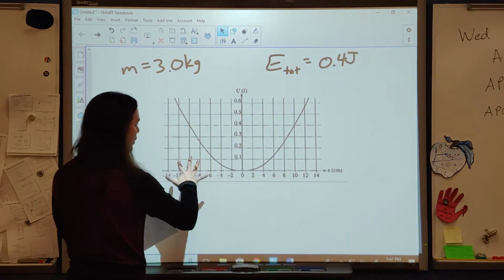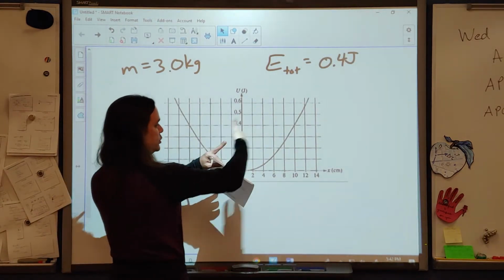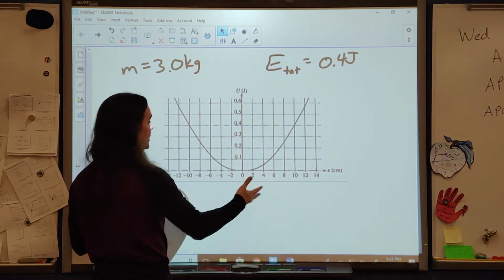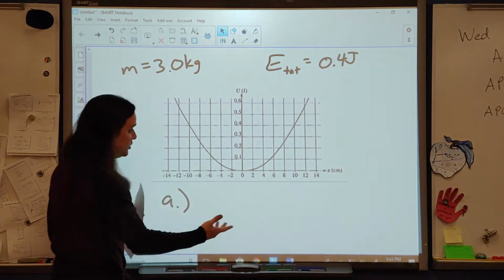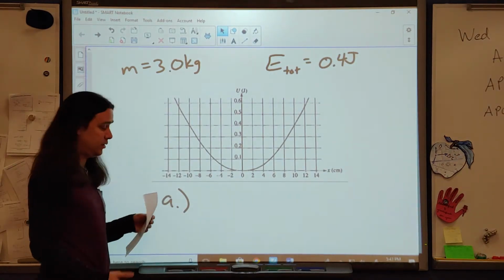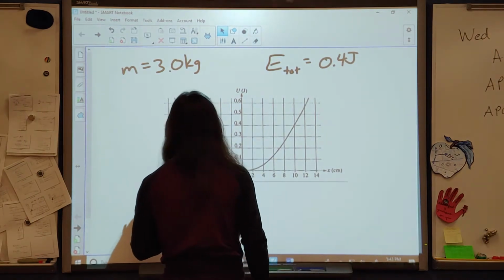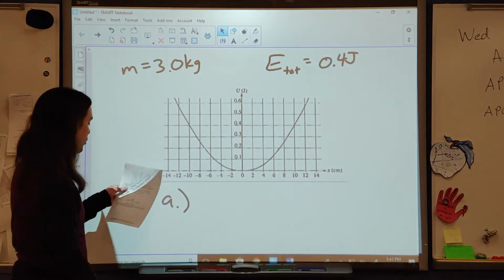Now, in reality, the way that they've set this up, this might be a mass on a spring that's going back and forth, but you don't have to worry about that in this circumstance, because again, with any of these graphs, you can actually imagine it a lot like the skateboarder. They've told us that our total energy is 0.4 joules, and that this thing has a mass of 3 kilograms.